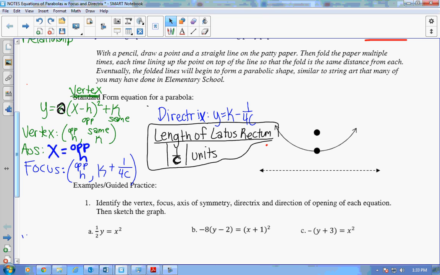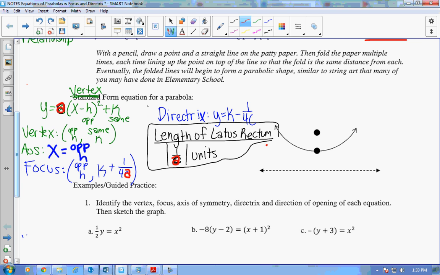And I'm going to change some of these C's. These C's I'm going to change to A's so we don't get confused. I'm going to change those to A's because it's the same A as this A. Okay, the vertex is opposite the H, same K. Opposite the H, same K. And we've been doing that all term. Opposite, same.